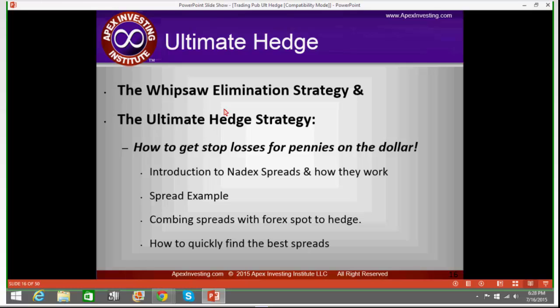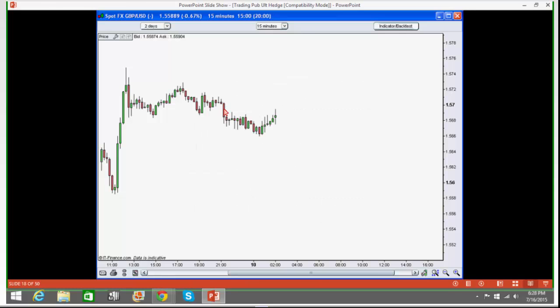So, what is the ultimate hedge? Now that you kind of have a basic understanding of how spreads work, you've got a floor and your ceiling and a dollar per tick. You can do one spread, you can do 10 spreads, you can do 100 spreads. Okay? The ultimate hedge strategy is where we combine spreads with Forex, spot Forex, or futures to hedge. So let's take a look here. We're going to do a quick comparison real quick here.